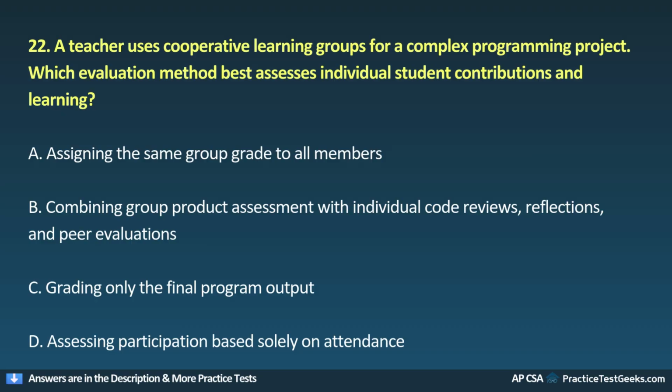22. A teacher uses cooperative learning groups for a complex programming project. Which evaluation method best assesses individual student contributions and learning? A. Assigning the same group grade to all members. B. Combining group product assessment with individual code reviews, reflections, and peer evaluations. C. Grading only the final program output. D. Assessing participation based solely on attendance.